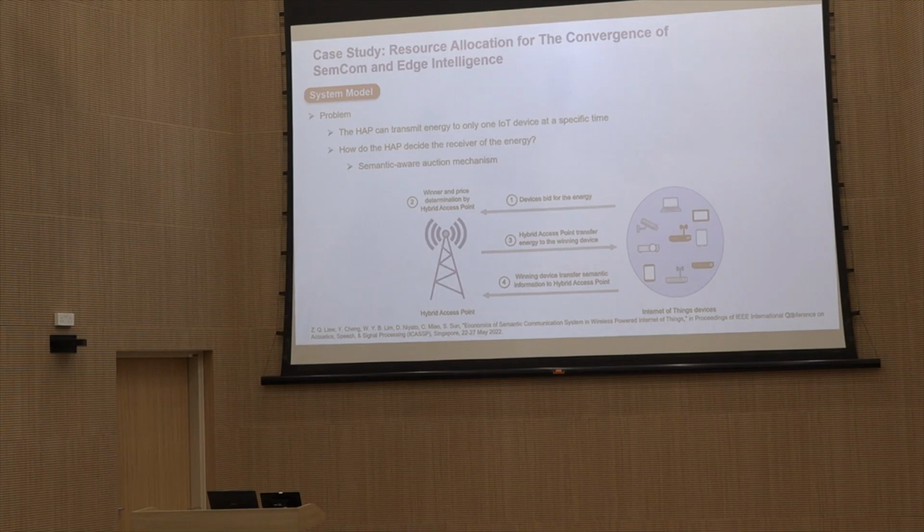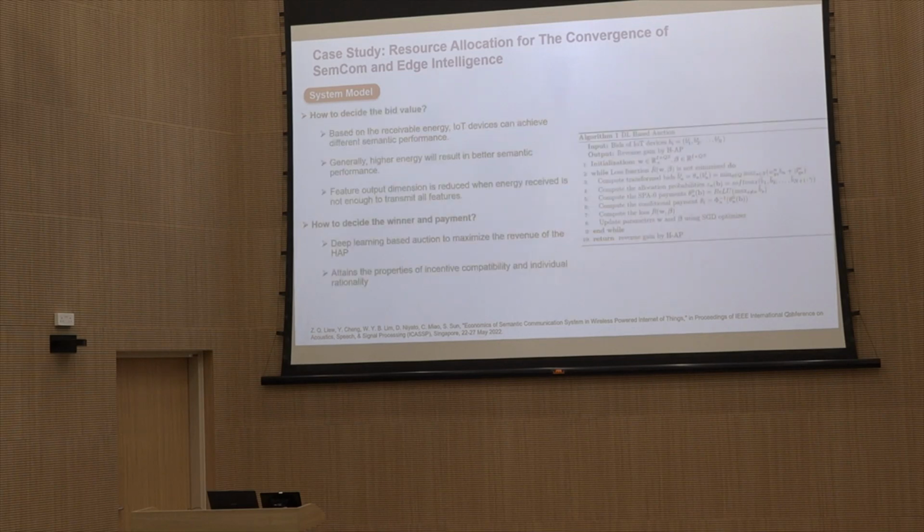Here we develop the semantic-aware auction mechanism. In the first step, the IoT devices will submit the bid for the energy to the hybrid access point. The hybrid access point will determine which device will be the winner and the price, that means how much energy the access point will transfer to that IoT device. Then the hybrid access point transfers energy, and in the next step, the IoT device, after receiving the energy, will transfer the semantic information to the hybrid access point. Now the next question is how to design the bid value.